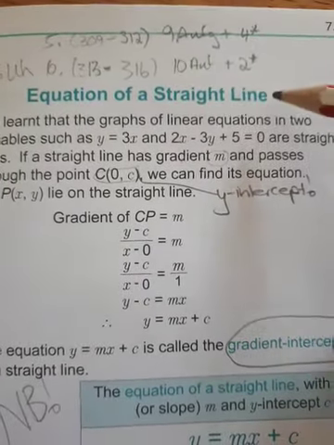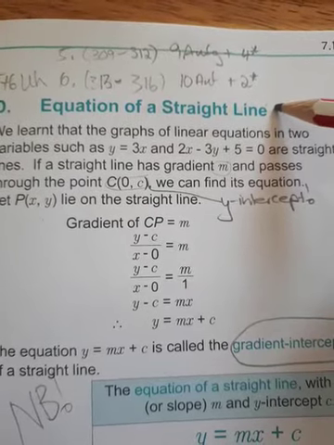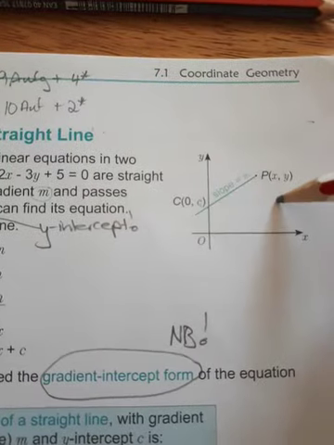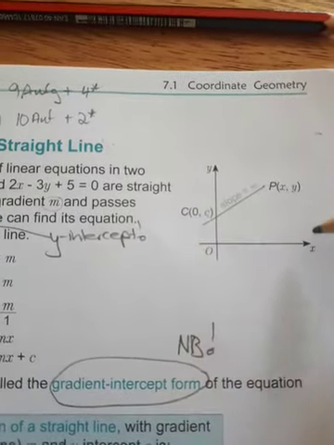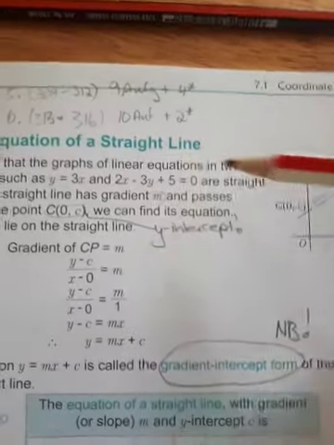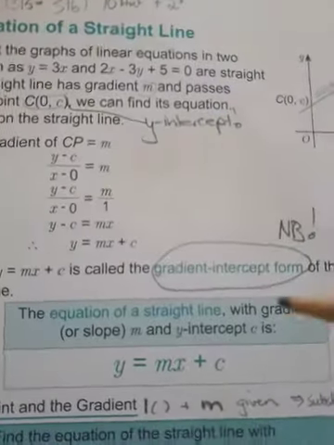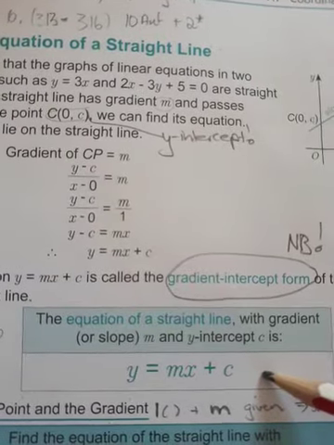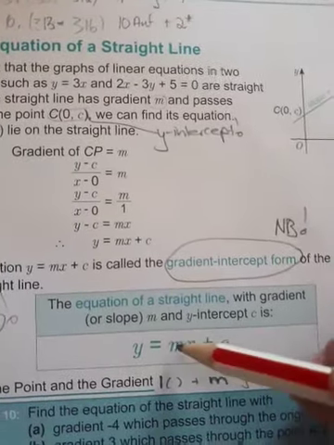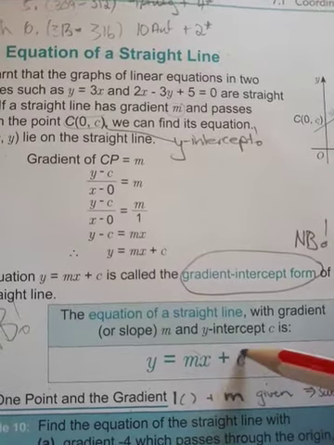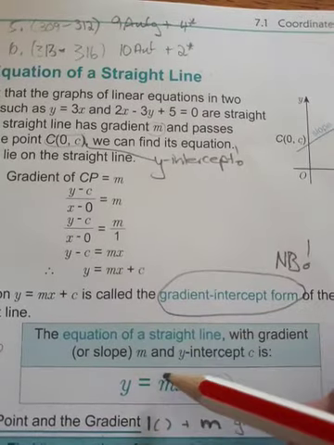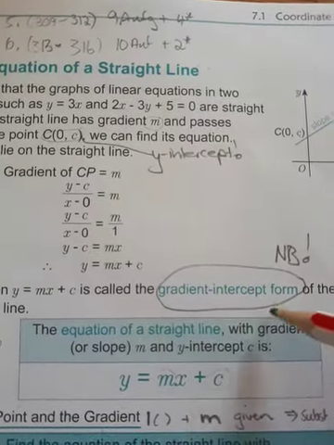In coordinate geometry, you are very often asked to find the equation of a straight line. Remember, we are still at the line segment which is indicated in the coordinate system, in the Cartesian plane. Because it is a straight line, you must remember that the equation for a straight line is y equals mx plus c, where m stands for the gradient and c stands for the y-intercept. That's why we also call this the gradient m, intercept c form.